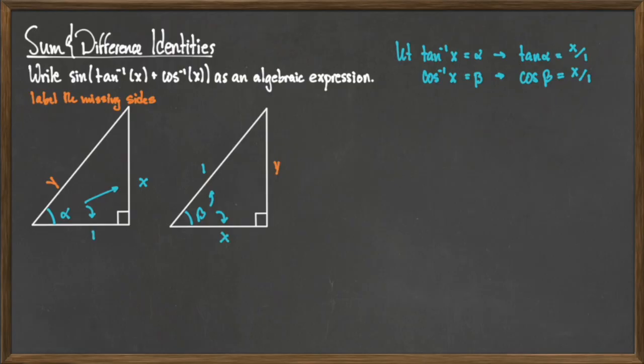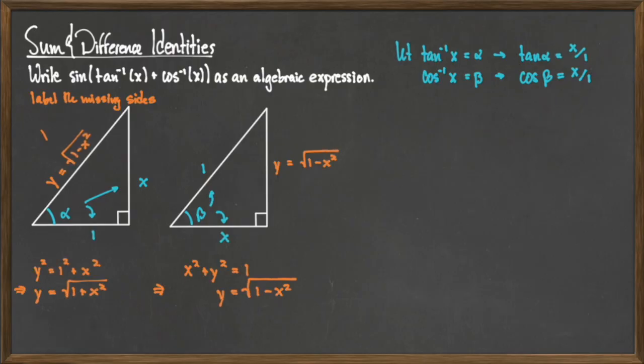For the first triangle, I'm going to get that y squared equals 1 squared plus x squared, which means that when I solve for y, the hypotenuse length of the first triangle is the square root of 1 plus x squared. For the second triangle, I'll get that x squared plus y squared equals 1, where again y is the missing side. And when I solve for y, the missing side length is going to be the square root of 1 minus x squared. So again, even though I don't have a lot of numbers in this problem like I did in the last one, that's okay because we are aiming for a purely algebraic expression.